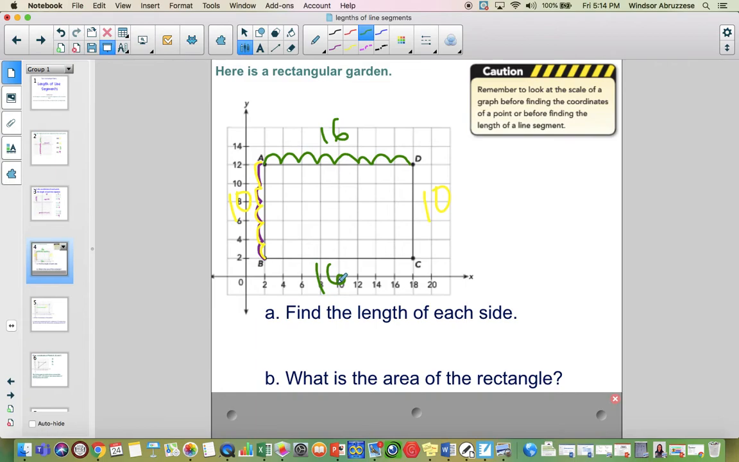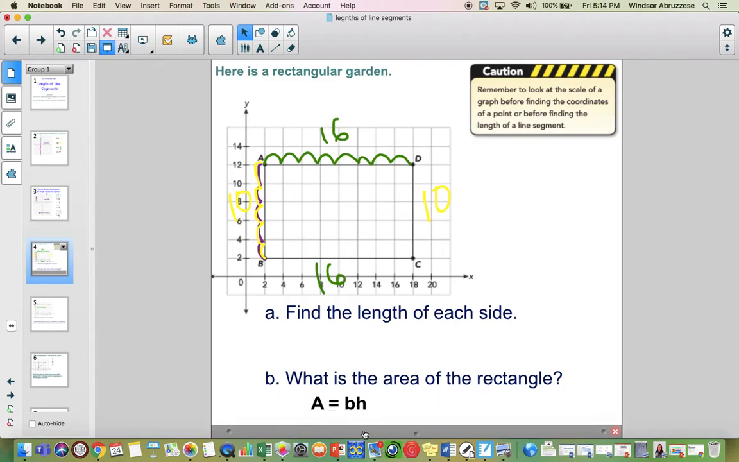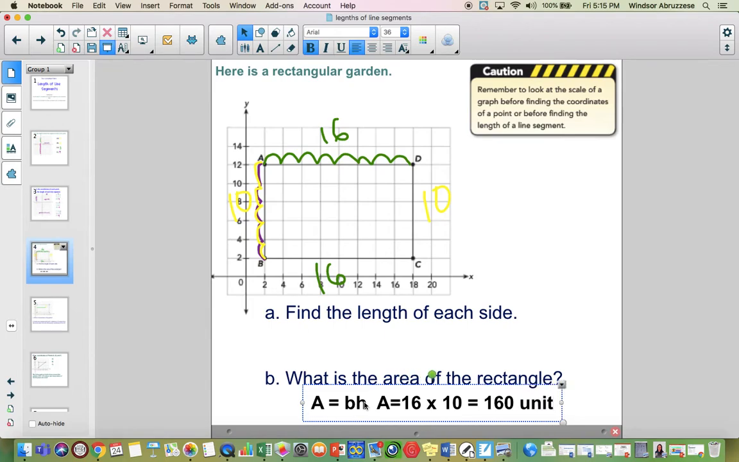Now part B says, what's the area of the rectangle? Well, do you remember the area formula for a rectangle? Base times height. So we're going to take our base times our height, which means our area is, our base is 16 times 10. And what is 16 times 10? 160 units.